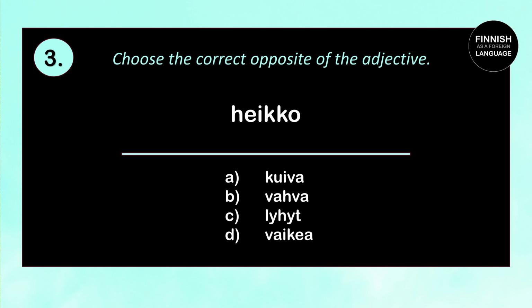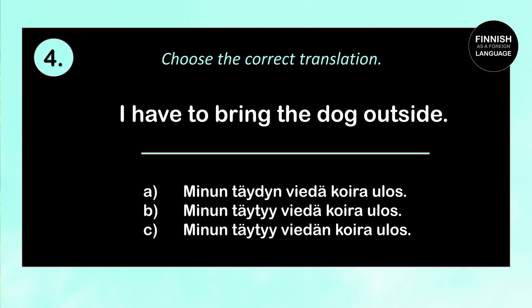That's right. The answer is B, which is vahva. Heikko means weak and vahva means strong. Let's go quickly through the other options. Kuiva means dry, lyhyt means short, and vaikea means difficult. So that is why answer B is the correct option. Nice. Next one. Sentence structures.